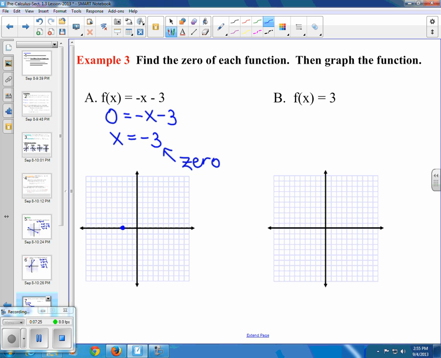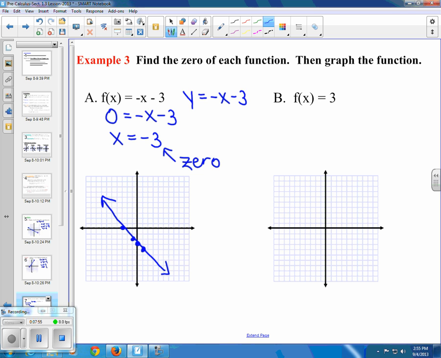But I also know that the original function is really in slope-intercept form, and I can use that to plot points as well. The -3 on the end tells me the y-intercept is -3. The slope is -1, so I could go up 1 and 1 to the left, or I could go down 1 and 1 to the right. All 4 of those points lie on the same line, and that's the line that I'm graphing to represent that problem.